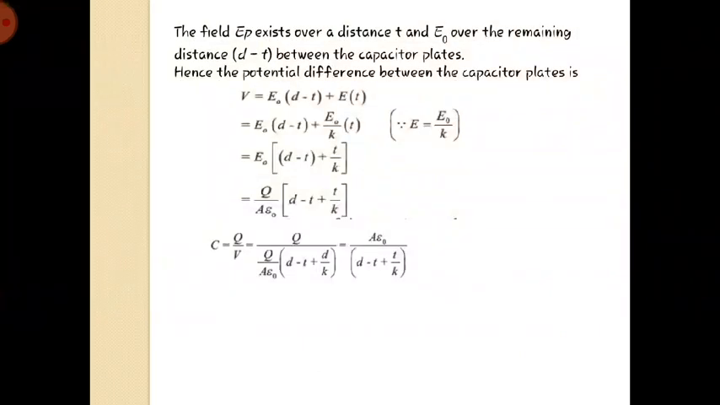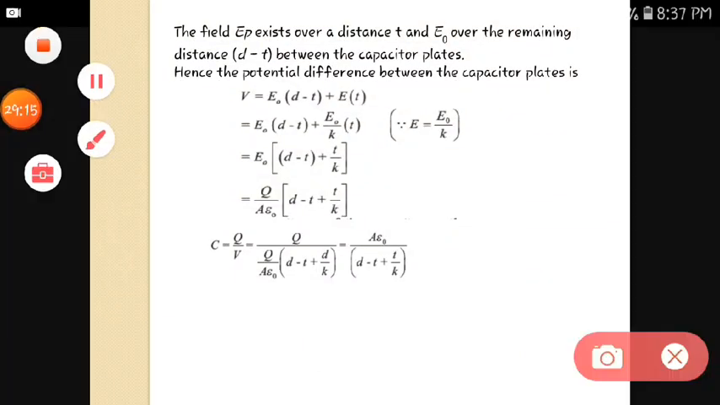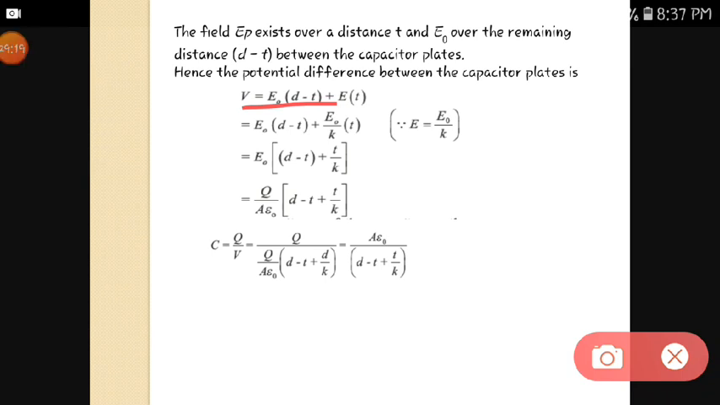V as V is nothing but E into D, right? But what will be D, or the distance for E0? That will be D minus T. And what will be the distance for polarizing? It will be T only. So we are getting this, which is E0 into D minus T plus ET. Now E is nothing but E0 by K.